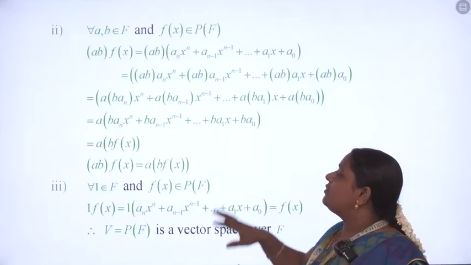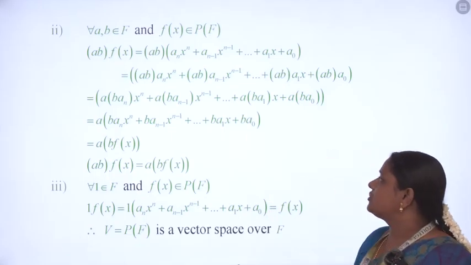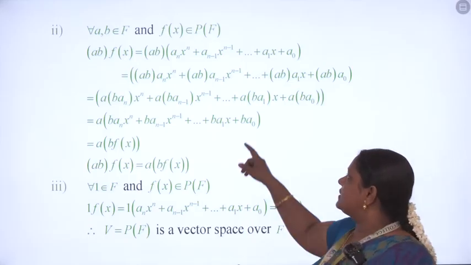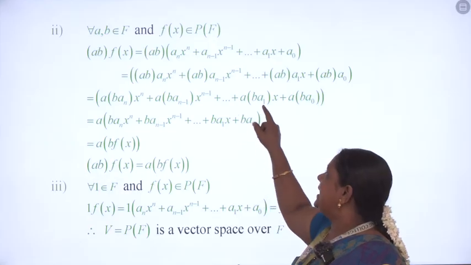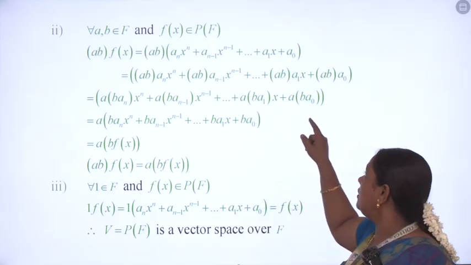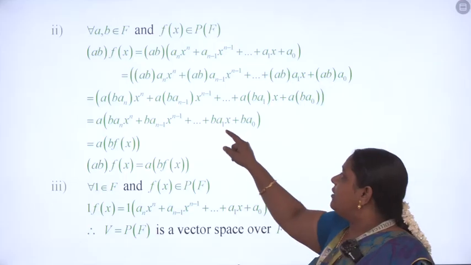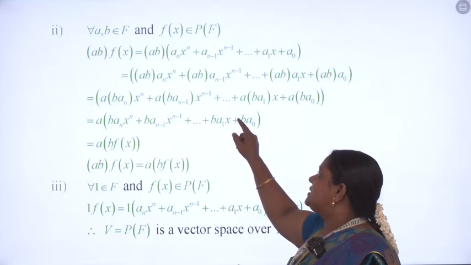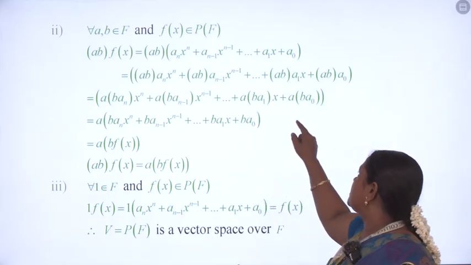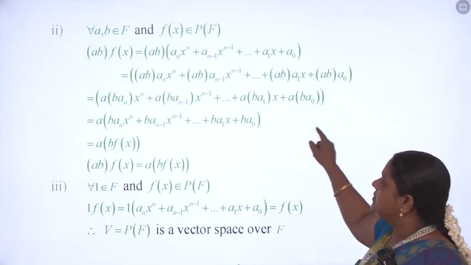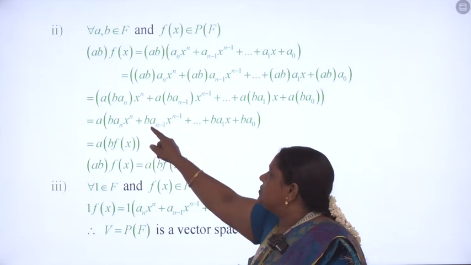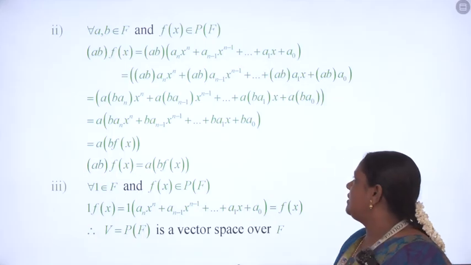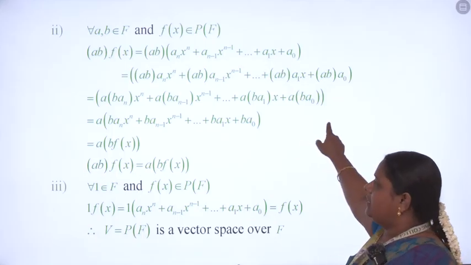Then for all a comma b belongs to F and f of x belongs to P of F, ab into f of x equals ab into f of x, which is an x power n plus an minus 1 x power n minus 1 and so on, a0. Here ab into each term we have to multiply. So ab into an x power n plus ab into an minus 1 x power n minus 1 and so on, ab into a0. Then club these alone. So a into b an x power n plus a into b an minus 1 x power n minus 1 and a into b a0.